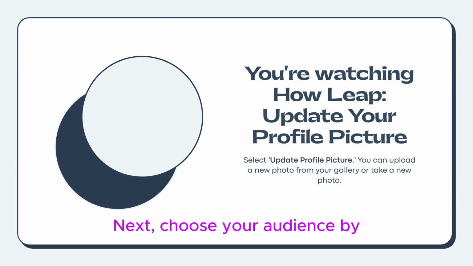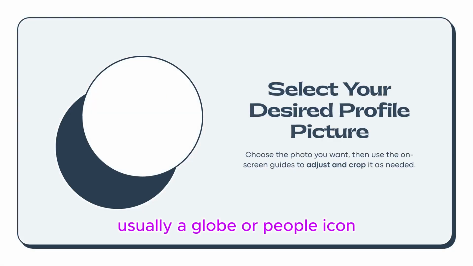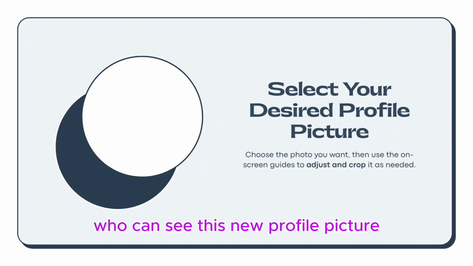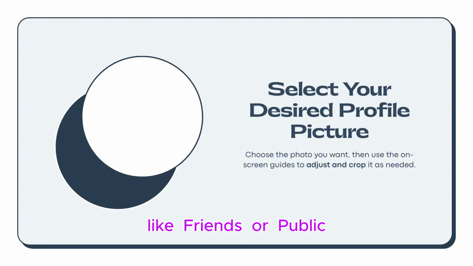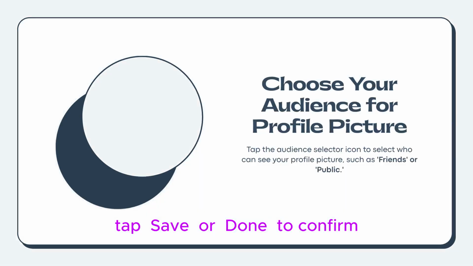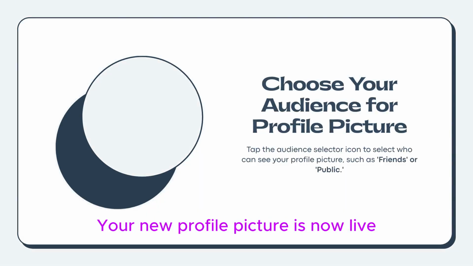Next, choose your audience by tapping the audience selector, usually a globe or people icon. Select who can see this new profile picture, like friends or public. Finally, tap Save or Done to confirm. Your new profile picture is now live.